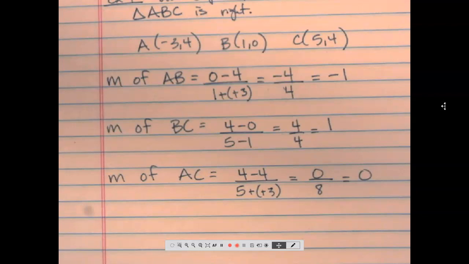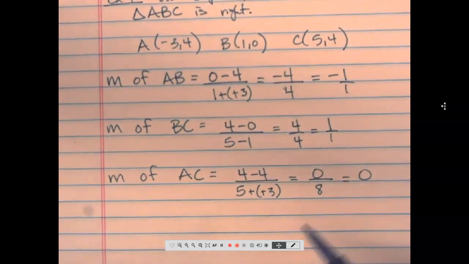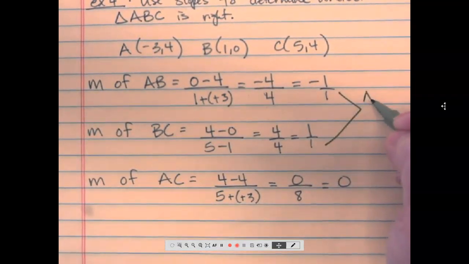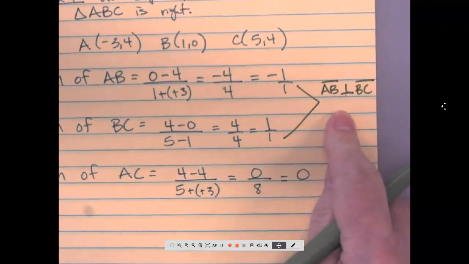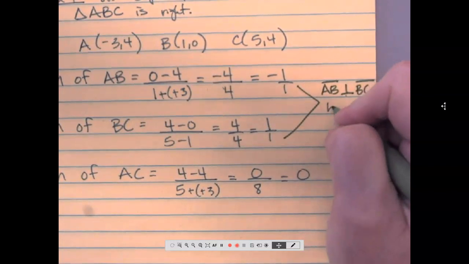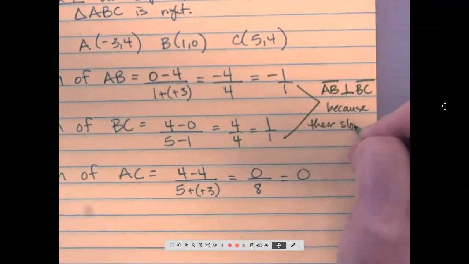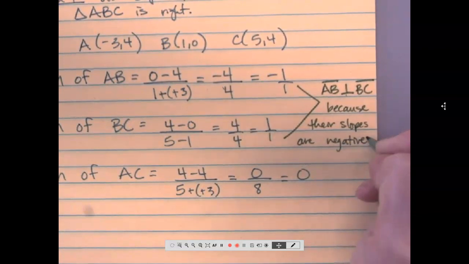But look at these two. Are they negative reciprocals of each other? Yes. If we want to think of them as fractions, then I can say this is negative 1 over 1 and this is positive 1 over 1. Those are negative reciprocals of each other. So the fact that these are negative reciprocals tells me that these two, AB and BC, are perpendicular. You've seen that upside down T that represents perpendicular. So that tells me that these two are perpendicular because their slopes are negative reciprocals.